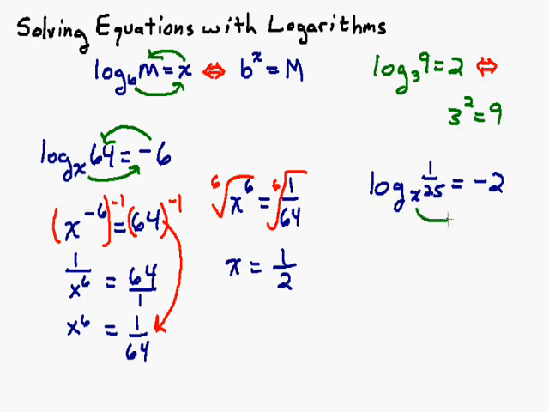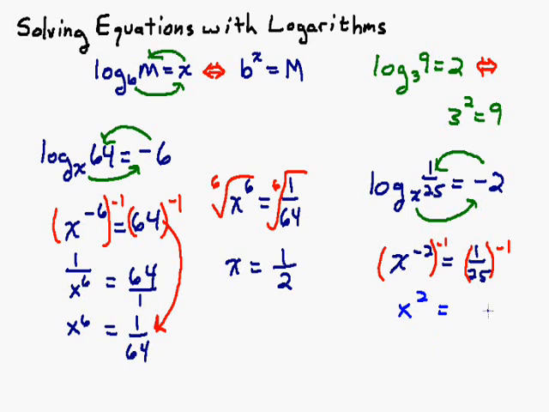We're going to change it to exponential form, which is x to the -2 equals 1 over 25. So let's do it that other way to get rid of the negative exponent. Let's take both sides to the -1 power just to get rid of this negative exponent. So that gives us x squared on the left-hand side. And to the -1 power means reciprocal. The reciprocal of 1/25 is 25. So now we've got x squared equals 25.